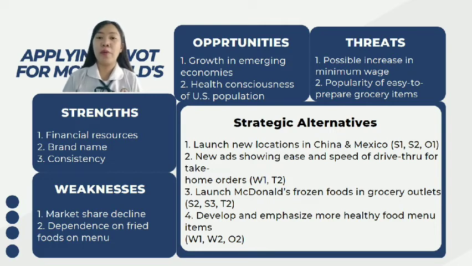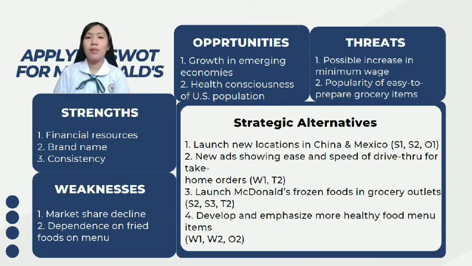Do you guys still remember the first process? The focus on strengths to opportunities. By combining its internal strengths in financial resources and brand name with external opportunities due to growth in emerging economies, it developed an offensive strategic option to launch new restaurants in China and Mexico.